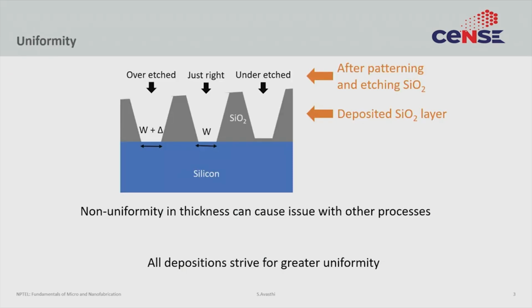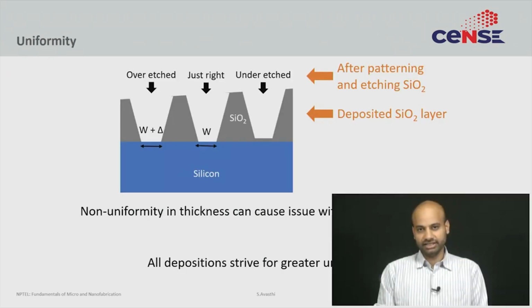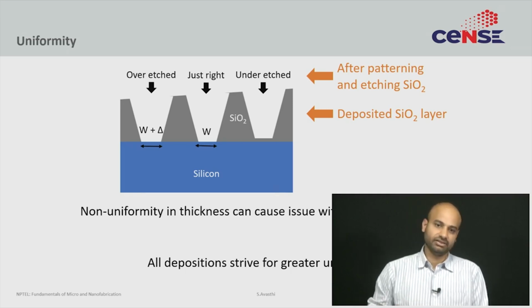So, before that, let us get some of the terminology right. There is this concept of uniformity. You may have a certain notion of what uniformity means, but let us standardize the definition a little more carefully. In deposition, uniformity refers to how your thickness changes over your wafer. This is important because after deposition you often have an etching step. So, here is an example.